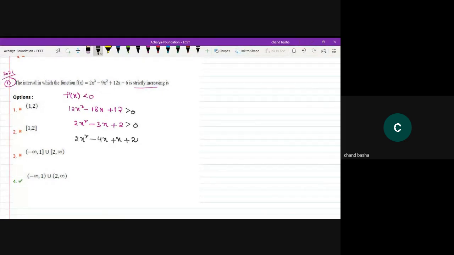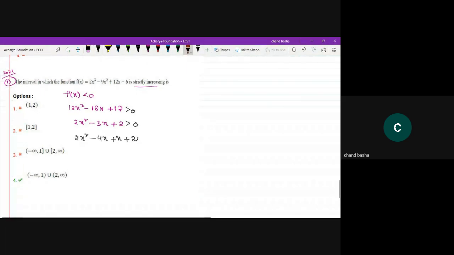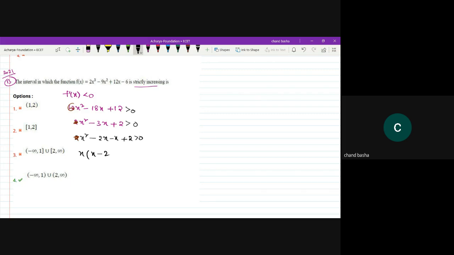So here when we find the factors 2 into 3, it is 6x square, not 12. It should be 6x square. So we divide by 6. When we divide with the 6, the middle part, 2 into 1, minus 2x minus x plus 2 is greater than 0. Take x common: x minus 2, minus 1 will be common. x minus 2 is greater than 0. Your factors are (x minus 1) into (x minus 2) which is greater than 0.